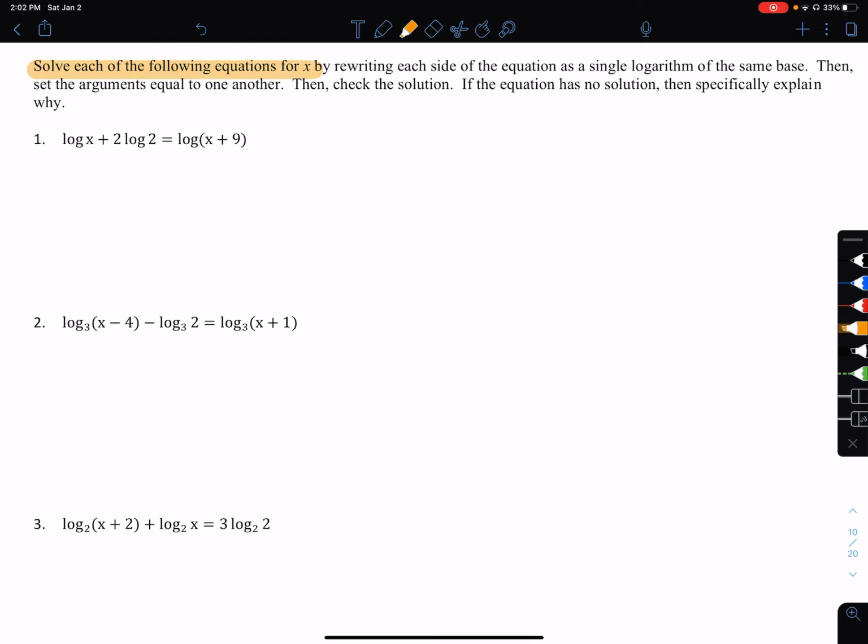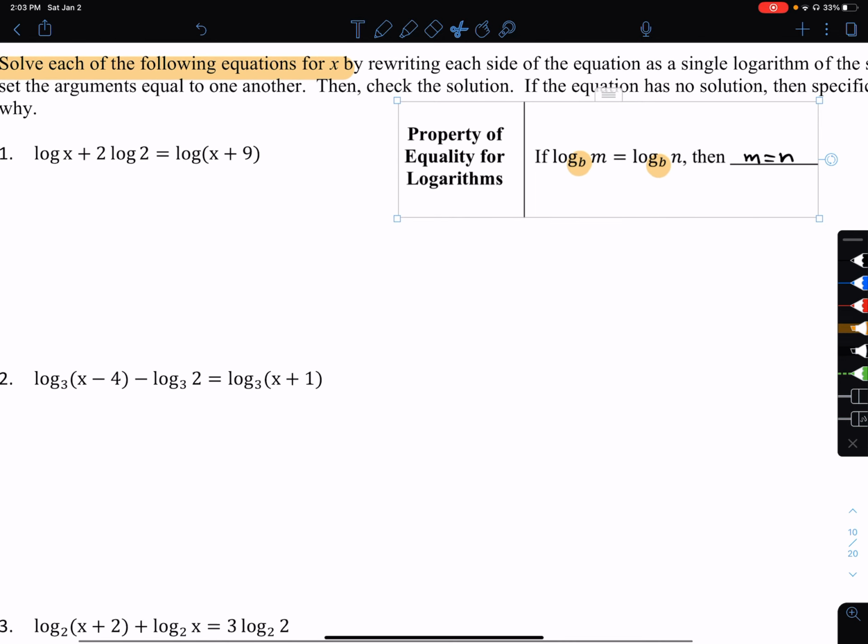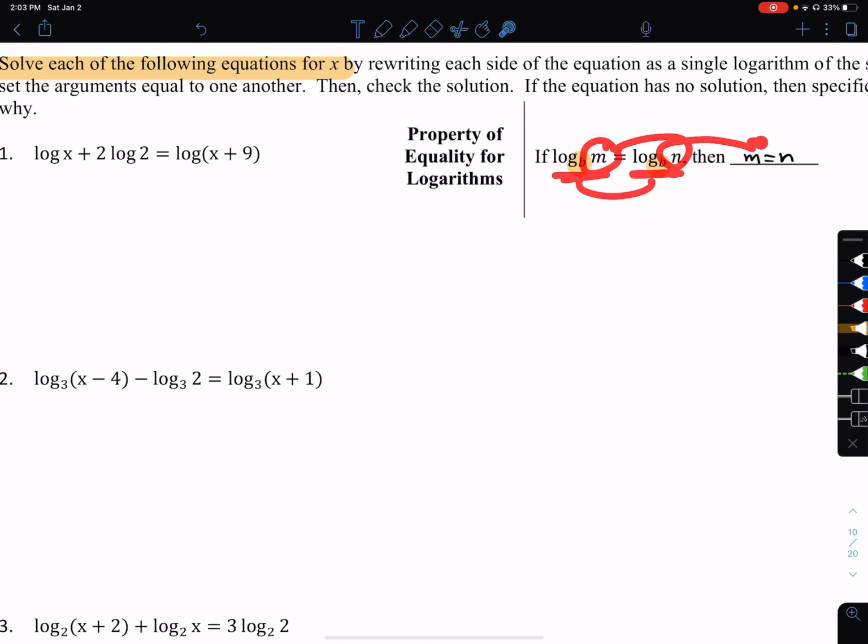for x. But it's given you some pointers here as part of the directions because we're new to this. By rewriting each side of the equation as a single logarithm of the same base, and then set the arguments equal to each other. So here's what it's saying. It's saying we want to use this property, the property of equality. Property of equality says that if you have a single logarithm equal to a single logarithm, and they have the same base, you can just take the arguments and set them equal to each other. So that's what we're trying to accomplish in this.